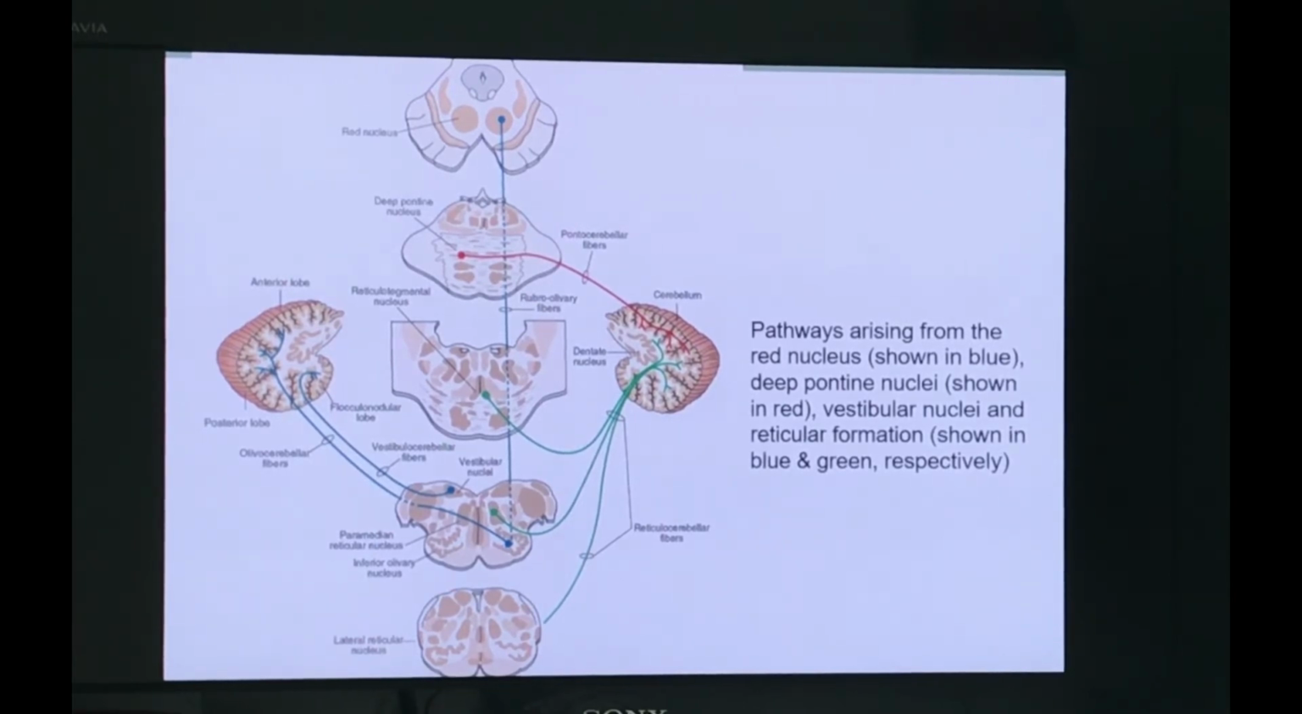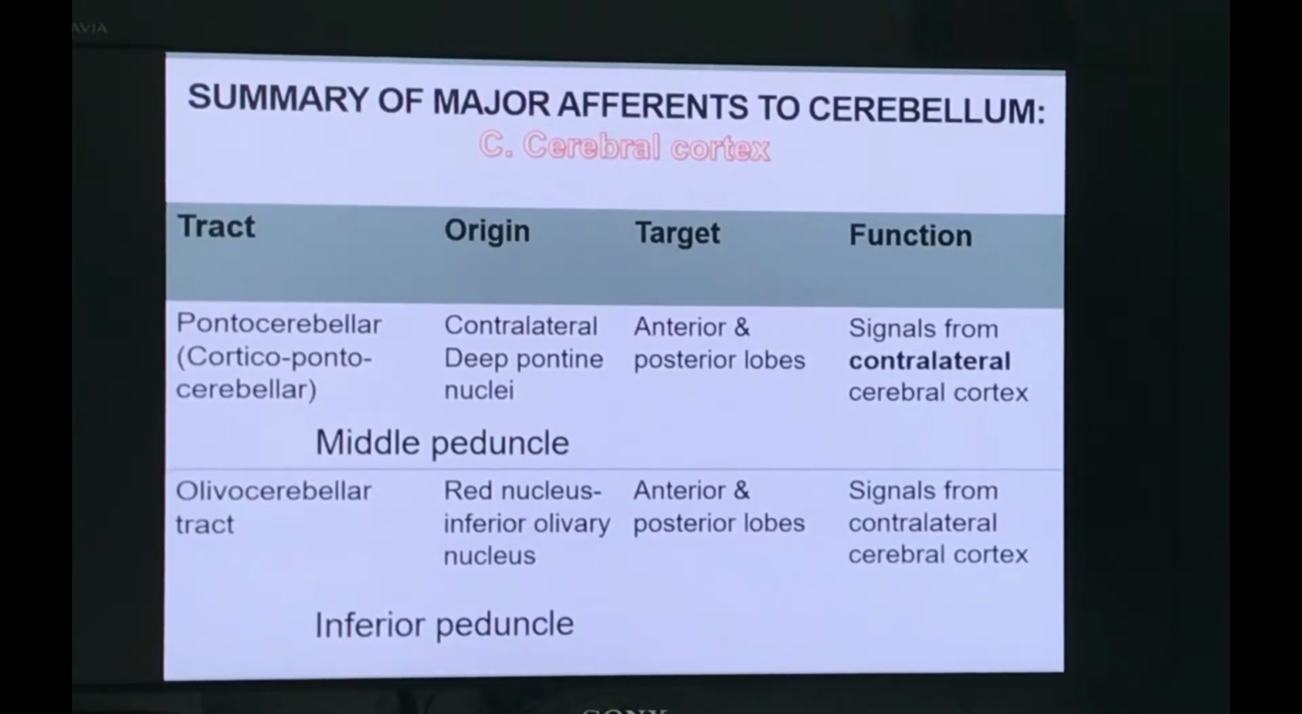Okay. The next major afferent is from the cerebral cortex. So you already know corticopontocerebellar. From the contralateral cerebral cortex, it goes to the deep pontine nuclei, and from there the information is conveyed to the cerebellum, which mainly goes to the anterior and posterior lobes. Okay, and the signals are from the contralateral cerebral cortex. So this mainly goes through the middle peduncle.